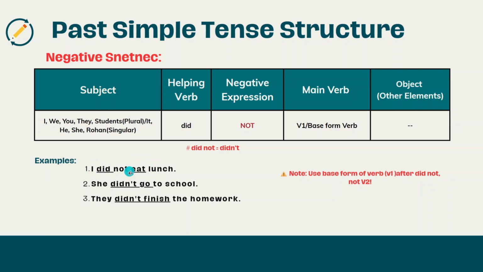Now look at the first example. I did not. Now many of you make a mistake here by putting the V2. You say I did not ate lunch. But as I told you, I did not eat lunch. Why? Because did is already in the past tense. The past quality has been taken by did. That is why we should not repeat the V2 form 2 times. She did not go to school. Understood? Don't say she did not went to school. They did not finish their homework. Right? Once again, I'm repeating that use the base form of the verb, or the V1 form of the verb, after did not in the past, not the V2 or the past simple form of the verb.